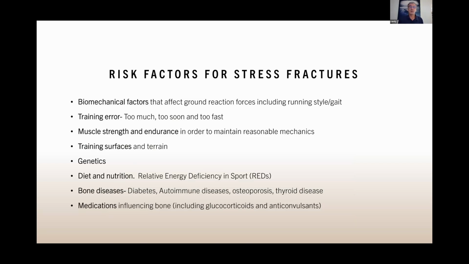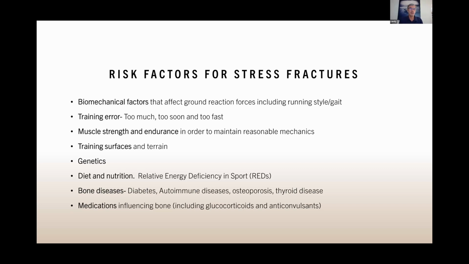So some risk factors for stress fractures are biomechanical issues, where the ground reaction forces are very high or the initial rate of force is very high. Essentially, a heel striker would affect the rate of force going through the lower leg, thigh, pelvis and low back. A training error would be just too much change in the routine, or too soon or too fast after an injury. Muscle strength and endurance in order to maintain reasonable mechanics.